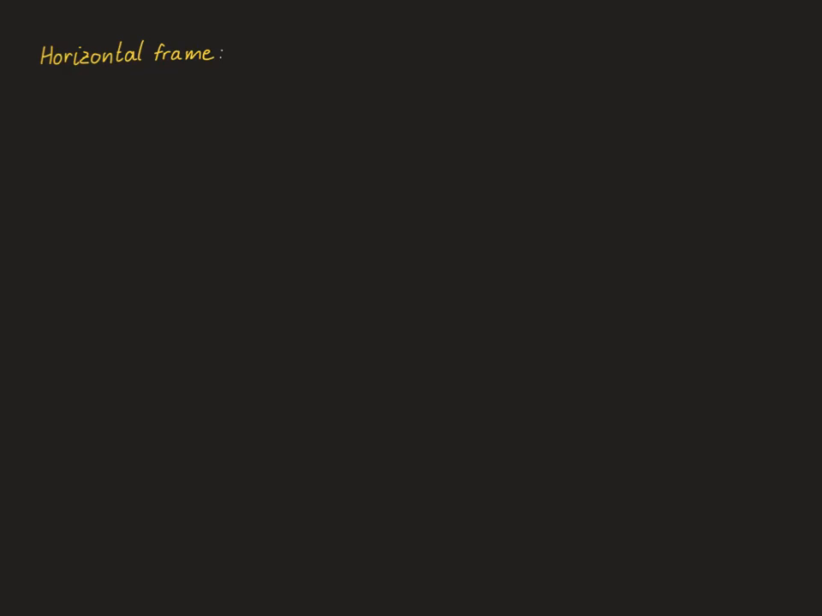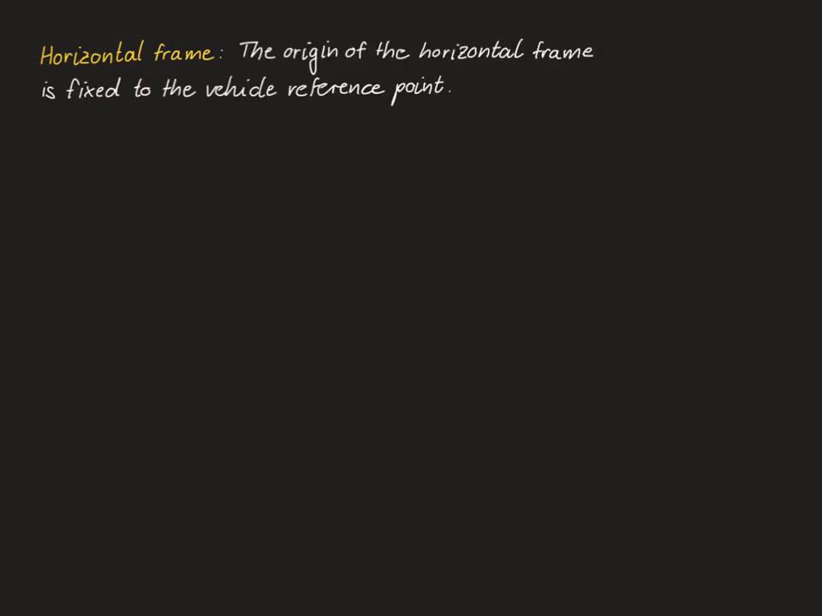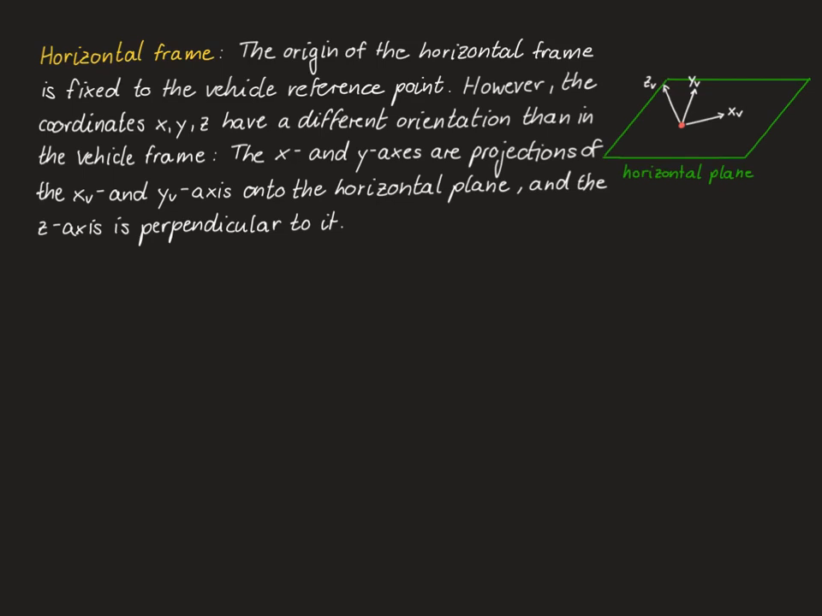Just like for the vehicle frame, also for the horizontal frame, the origin is fixed to the reference point of the vehicle. However, in contrast to the vehicle frame, the coordinates of the horizontal frame, which we will call by lowercase x, y, and z, have a different orientation. Namely, if we project the vehicle frame coordinates x_v and y_v onto the horizontal plane, then we get the x and y axis of the horizontal frame, and correspondingly the z-axis is perpendicular to the horizontal plane.